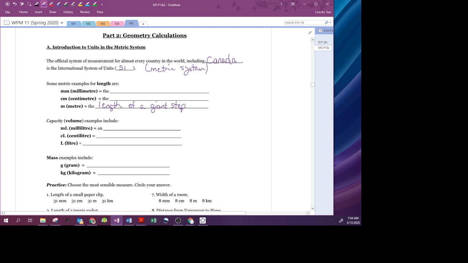A centimeter is about the width of a baby finger, an adult baby finger. And a millimeter is the width of a paperclip.